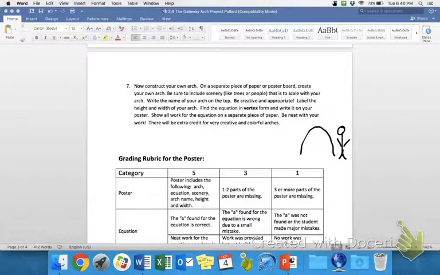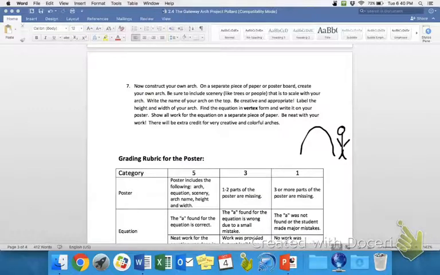Find the equation in vertex form, not standard form, but vertex form, and write it on your poster, so make sure your equation is showing. I don't want to see your work for your equation on the front of the poster because I want it to be clean. All of your work is going to go on the next page in your packet where it says put your work here for your equation. So make sure I have that work so that I can check your equation. Make sure you're neat with your work so that I can read it.